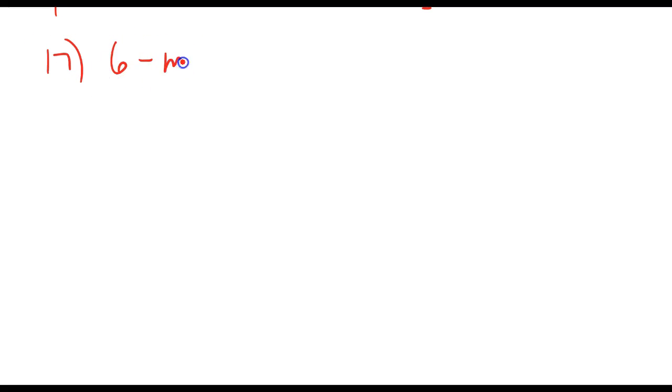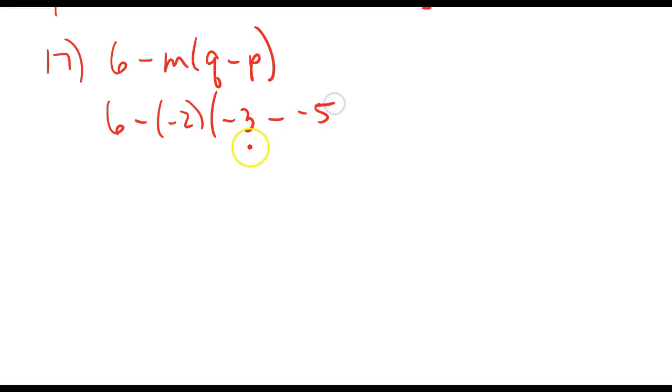6 minus m times q minus p. And then we have all these rules. So for m, it says to use a negative 2. For q, it says to use a negative 3. And for p, it says to use a negative 5. So if you want extra parentheses in here around those negatives, that's fine.